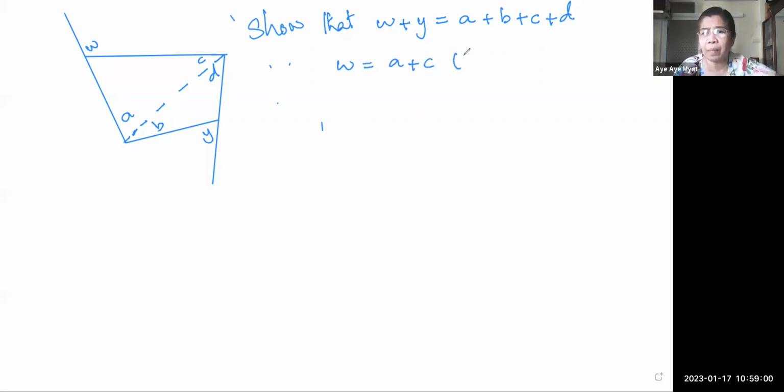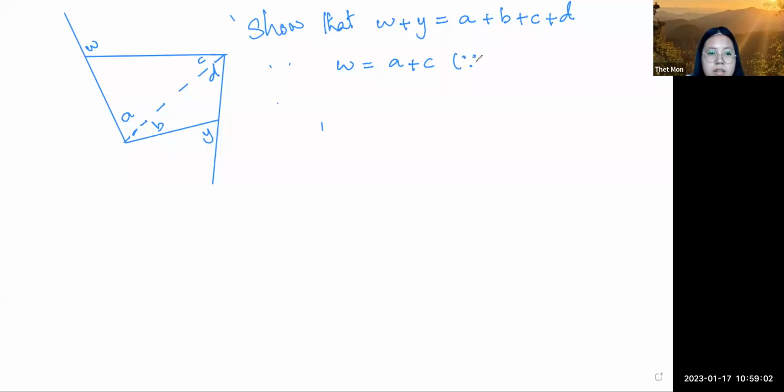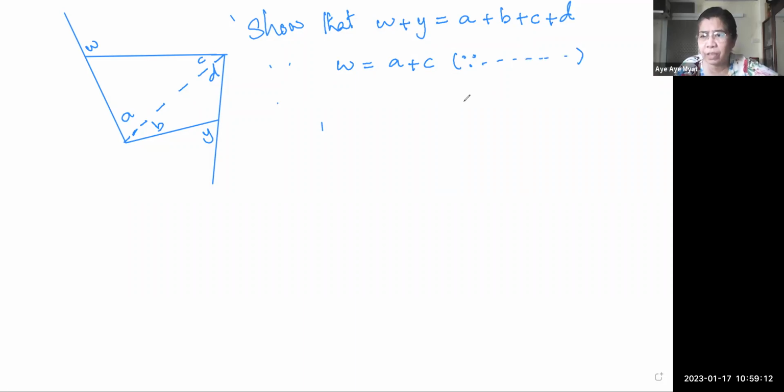The reason is: an exterior angle of a triangle is the sum of the two opposite interior angles. Now step two: Y equals B plus D. Y equals B plus D.